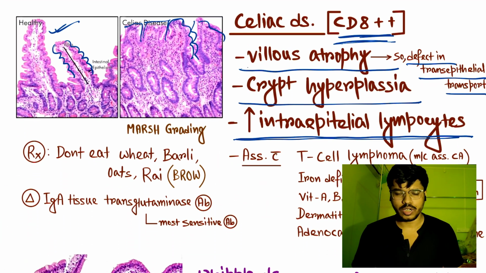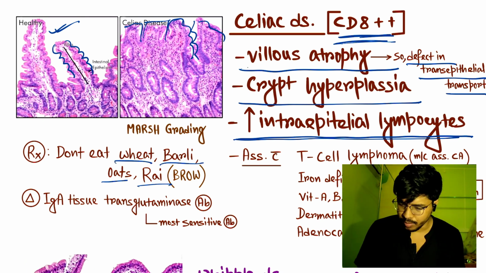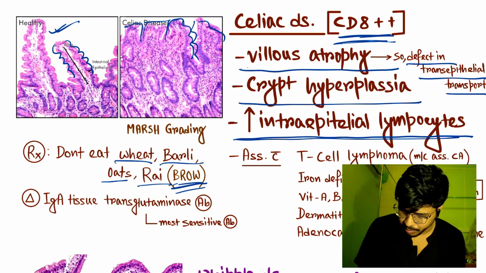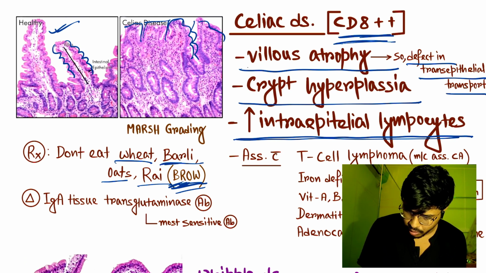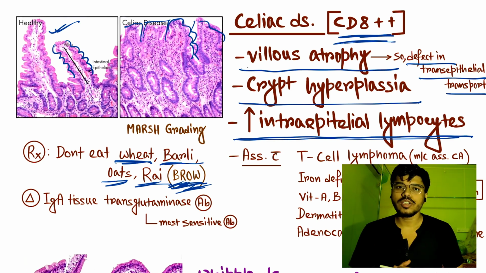Various foods contain gluten like wheat, barley, oats, rye. Remember BROW: B for barley, R for rye, O for oats, W for wheat. So you should not eat these four items: wheat, barley, oats, rye.